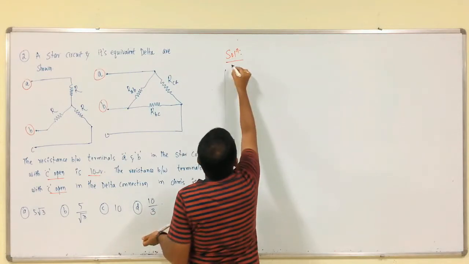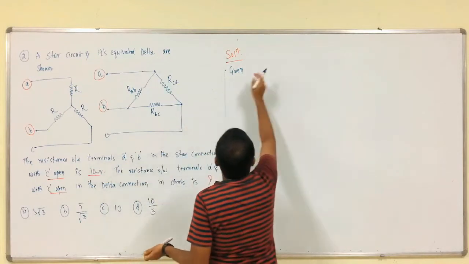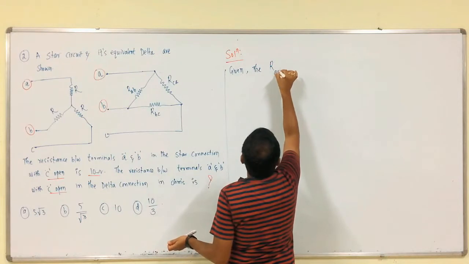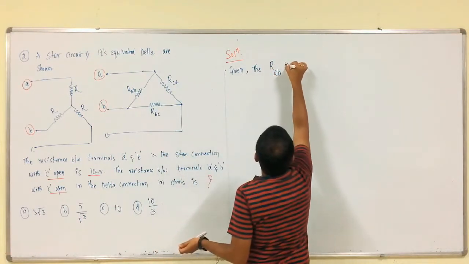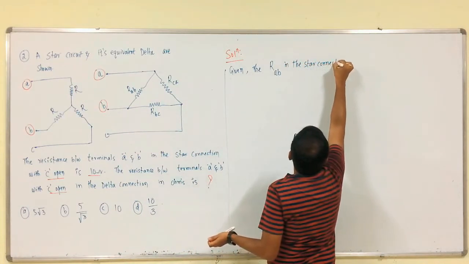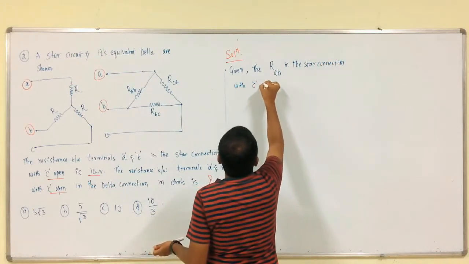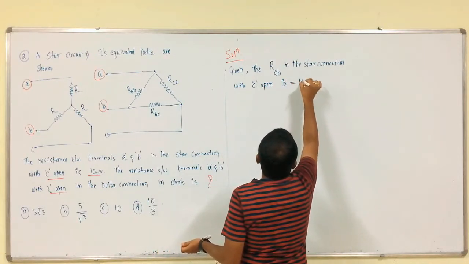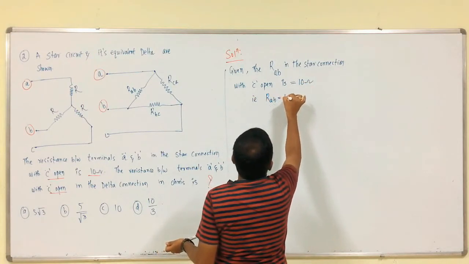Given, the resistance between the two terminals A and B, RAB, in the star connection with C open is equal to 10 ohms, right. That is, RAB is equal to 10 ohms.